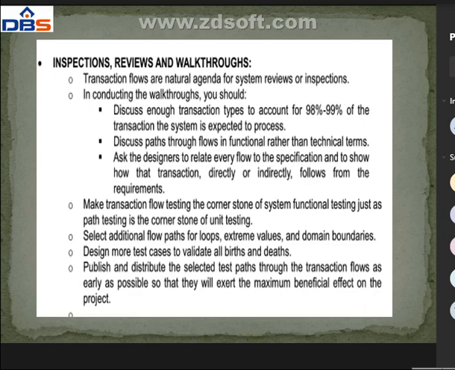There we can select the additional flow paths, but before doing the transaction we can perform the flow testing. It may be a cornerstone of system functional testing. Why? Because in order to perform functional testing, we have to make sure first of all that we have done the transaction or not, just as in path testing. And it is a main cornerstone of unit testing.